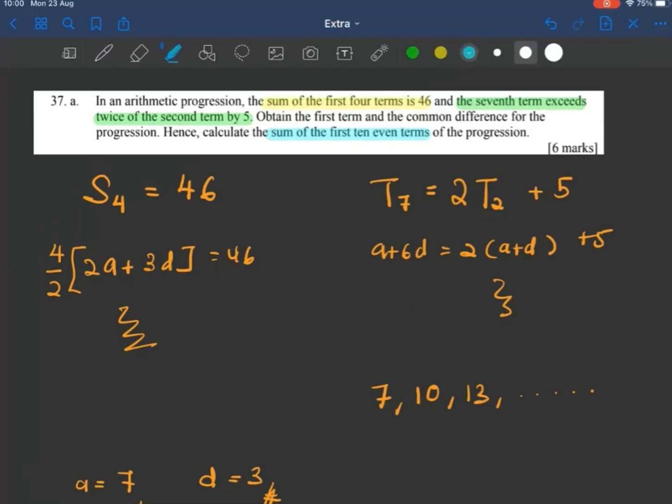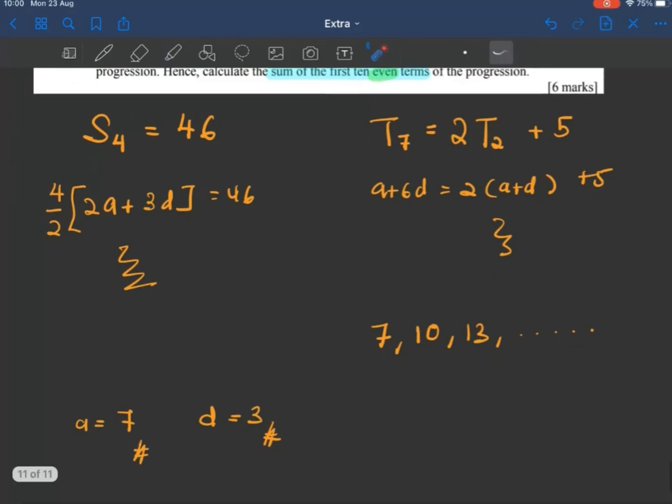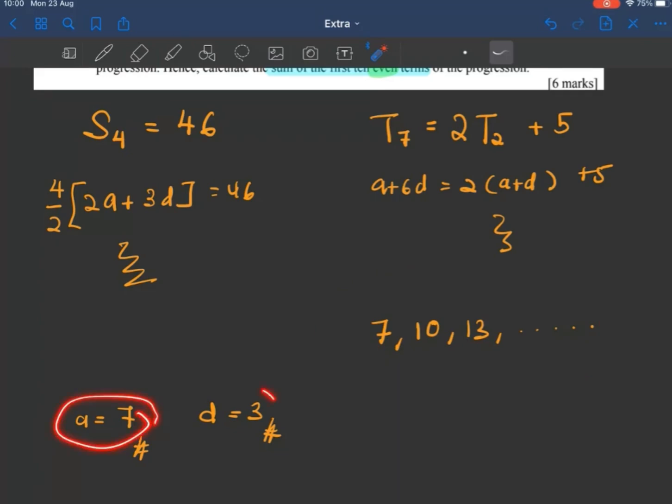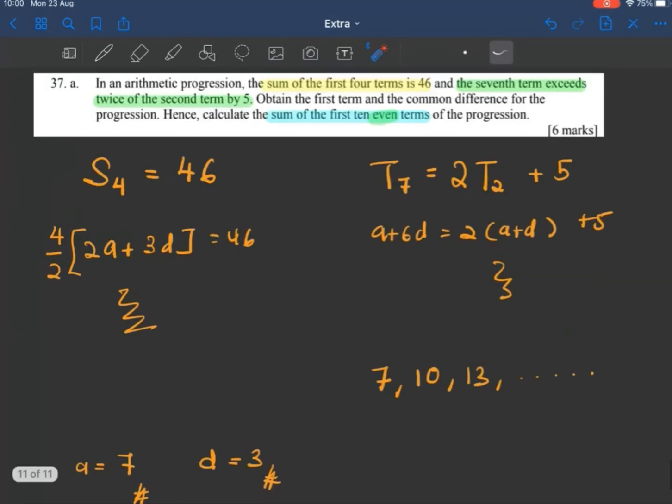Tapi obviously the question said even dekat sini. Okay, soalan tu cakap even term. So sequence yang kita ada dekat sini bukan even, sebab kita ada 7, kita ada 13. So we cannot use our A and D that we obtained before untuk selesaikan soalan S10 ni. Memang dia suruh cari S10 sebab dia kata sum of the first 10 even numbers. So apa yang kita boleh buat ialah kita akan tukarkan.